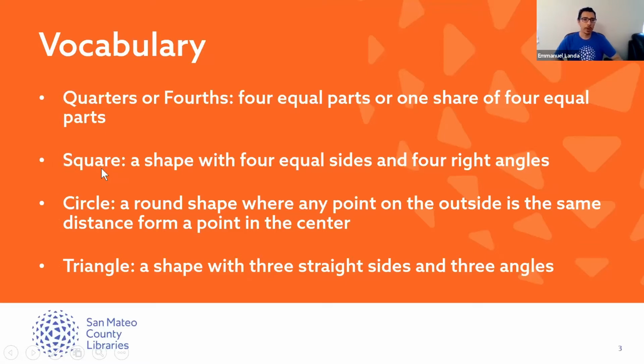We also have the word square, which I'm sure you know, but it's a shape with four equal sides and four right angles. Remember how we were doing the activity and you were writing some of the important things? You might have written that the square has four equal sides and that they have right angles. Circle is a round shape where any point on the outside is the same distance from the point to the center. And the next word is triangle, which is a shape with three straight sides and three angles. But remember, a square has four right angles, triangles only have three angles.